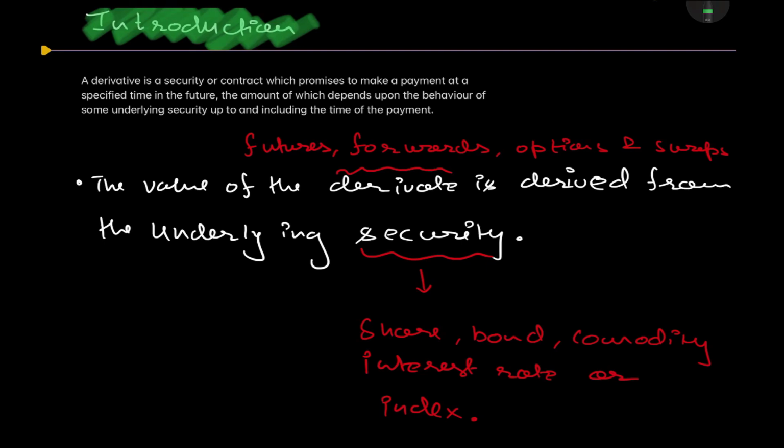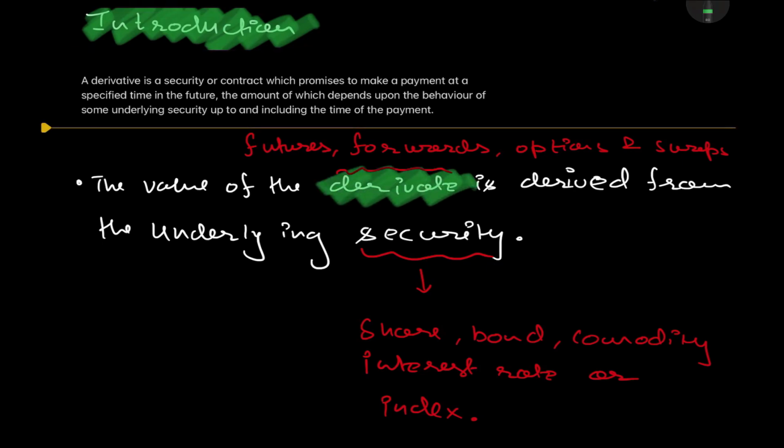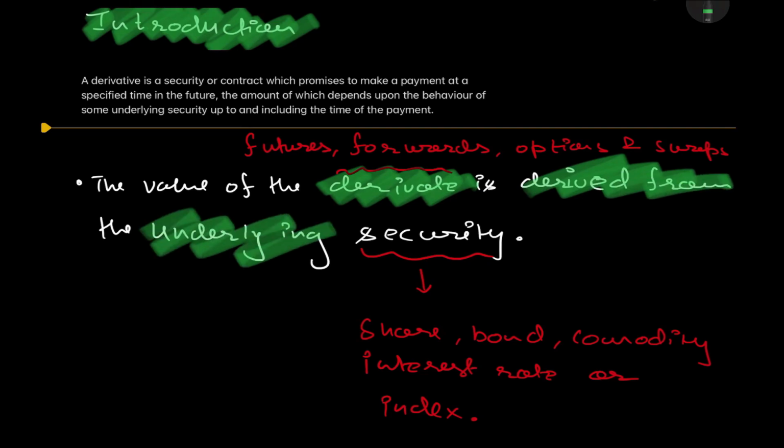Okay. So let's just try to simplify this. First of all, it's a security or a contract. So a derivative essentially is a financial contract. Now that financial contract makes a payment at a specified future date. Okay. At a specified time in the future. The value of that amount, what the payment will be, depends on the behavior of some underlying security. Okay, that underlying security is usually just called the underlying. So the value of a derivative is derived from an underlying security.